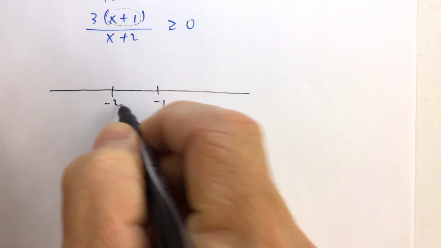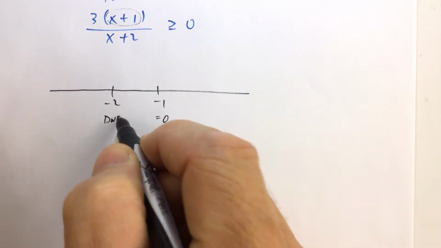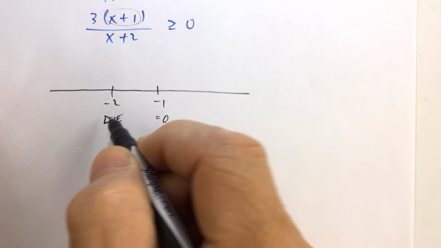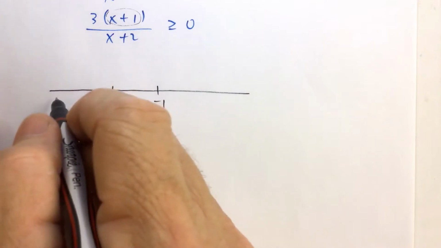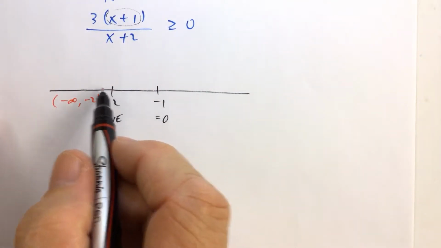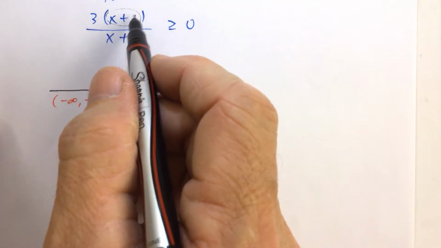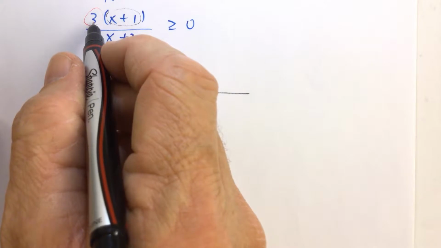Well, what about negative 2? Well, if we replace x with negative 2, that would cause the fraction to not exist. So we're not going to include negative 2 in our solution set. But as for x on the interval from negative infinity to negative 2, the factor in the numerator, so 3 is always going to be a positive number, so we don't need to worry about that factor.